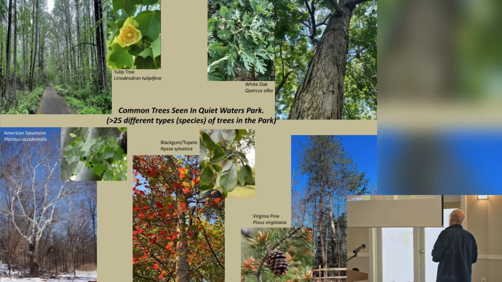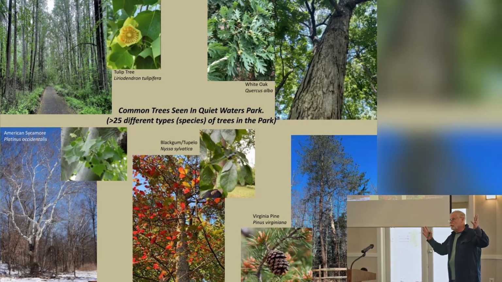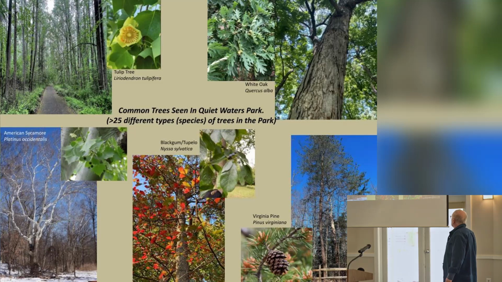Take the forest from the trees. We have over 25 different species of trees, trees being defined as something over 30 feet tall, that are in this forest here at Quiet Waters Park. There's a tulip tree that's the most common tree in the forest. It's called Liriodendron tulipifera, and I've always been unsure why it's called tulipifera.